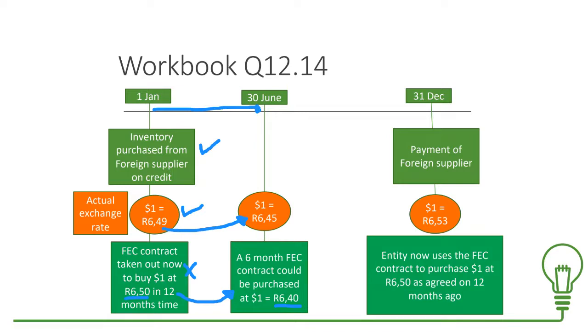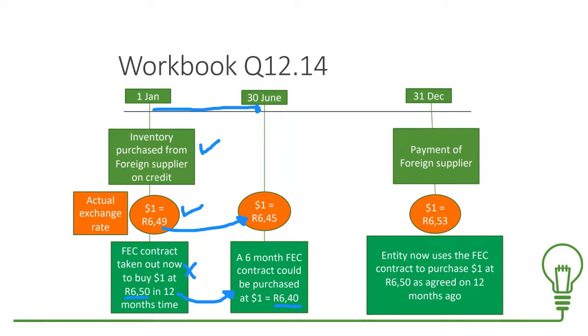So we have made a what on the FEC? We have made a loss on the FEC. Yes, we made a loss on the FEC. We should have actually waited. We shouldn't have taken out the FEC on 1st Jan. We should have waited and taken it out on the 30th June, but we didn't know. So we've made a loss.